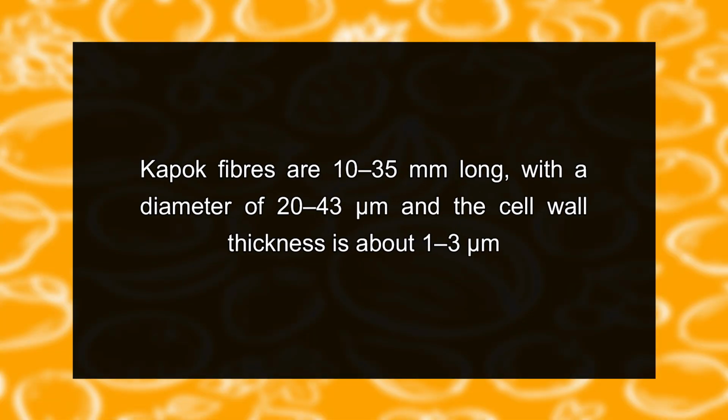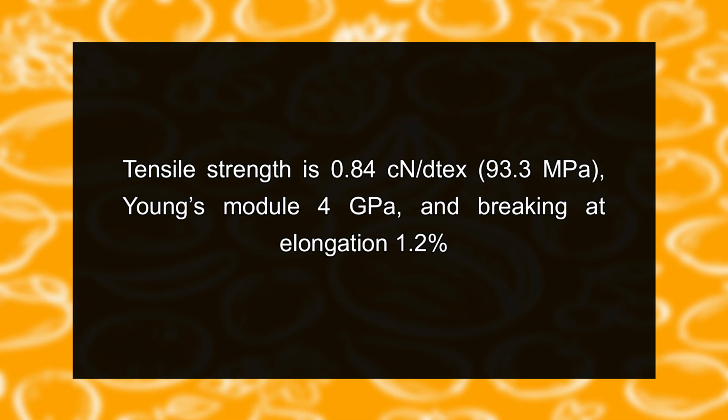Kapok fibers are 10 to 35 millimeters long with a diameter of 20 to 43 micrometers, and the cell wall thickness is about 13 micrometers. The tensile strength is 0.84 cN per dtex, 93.3 megapascals. Young's modulus is 4 GPa and elongation at break is 1.2%. Due to its wide lumen, kapok has an exceptional capability of liquids retention.